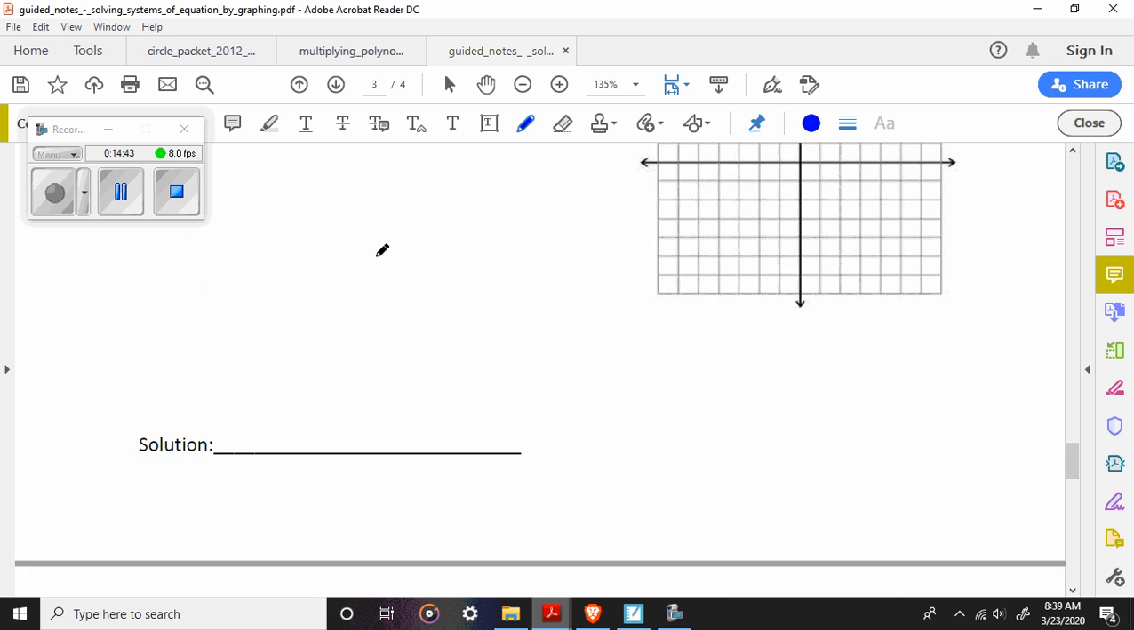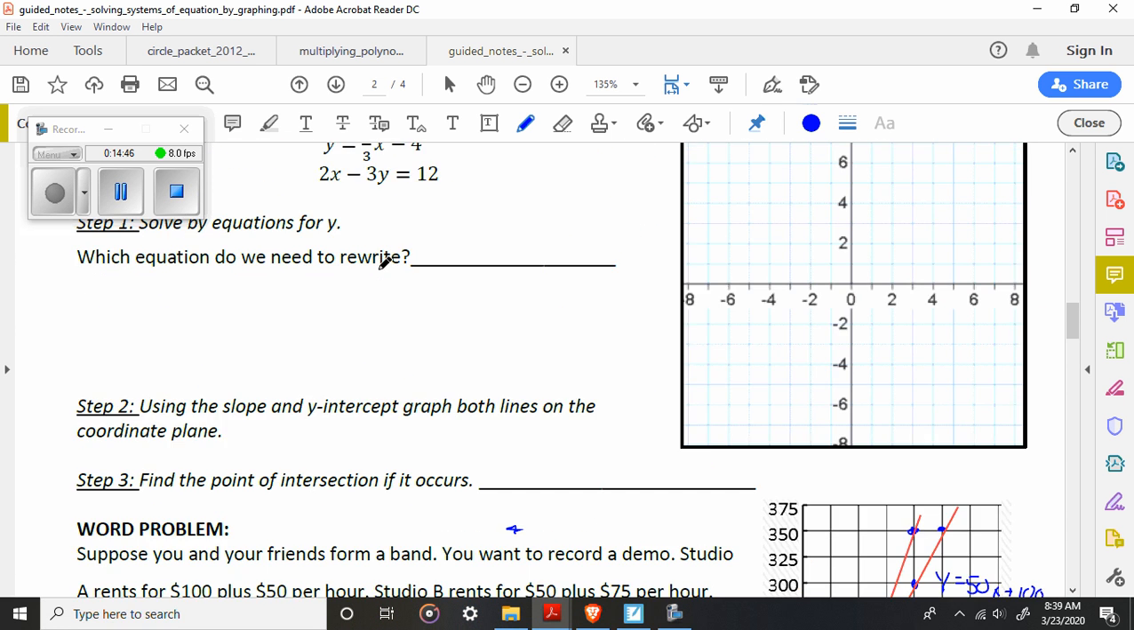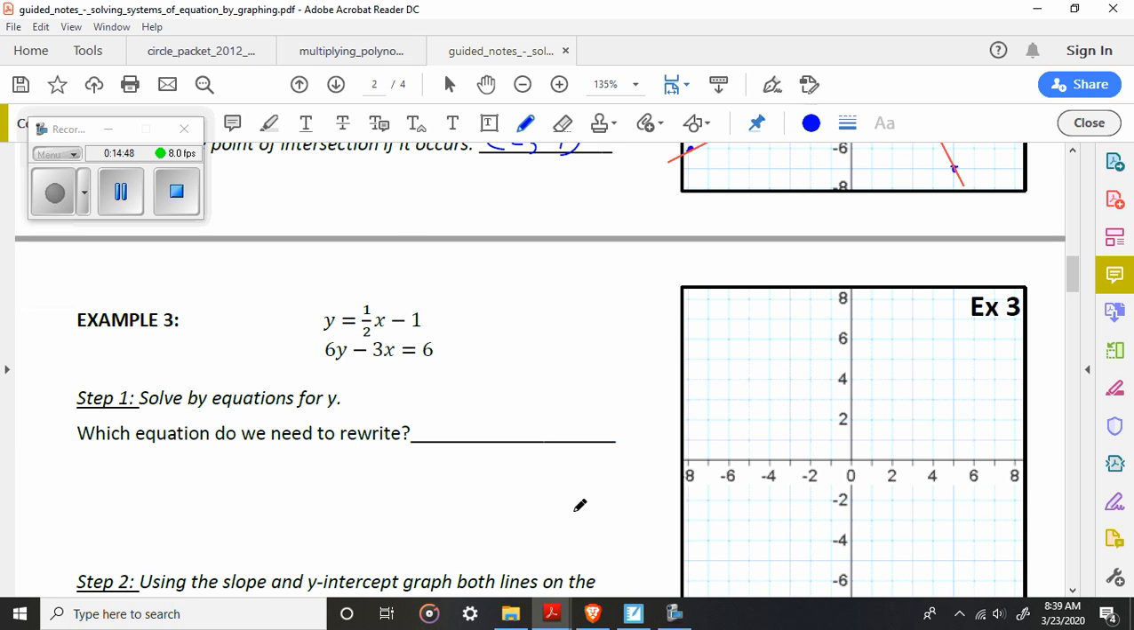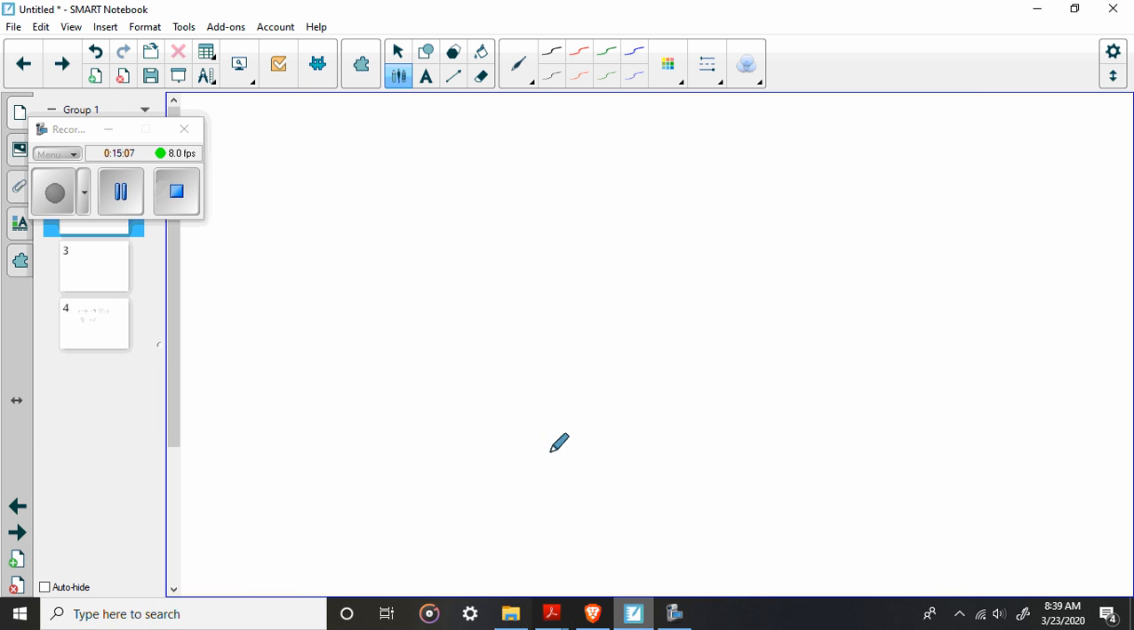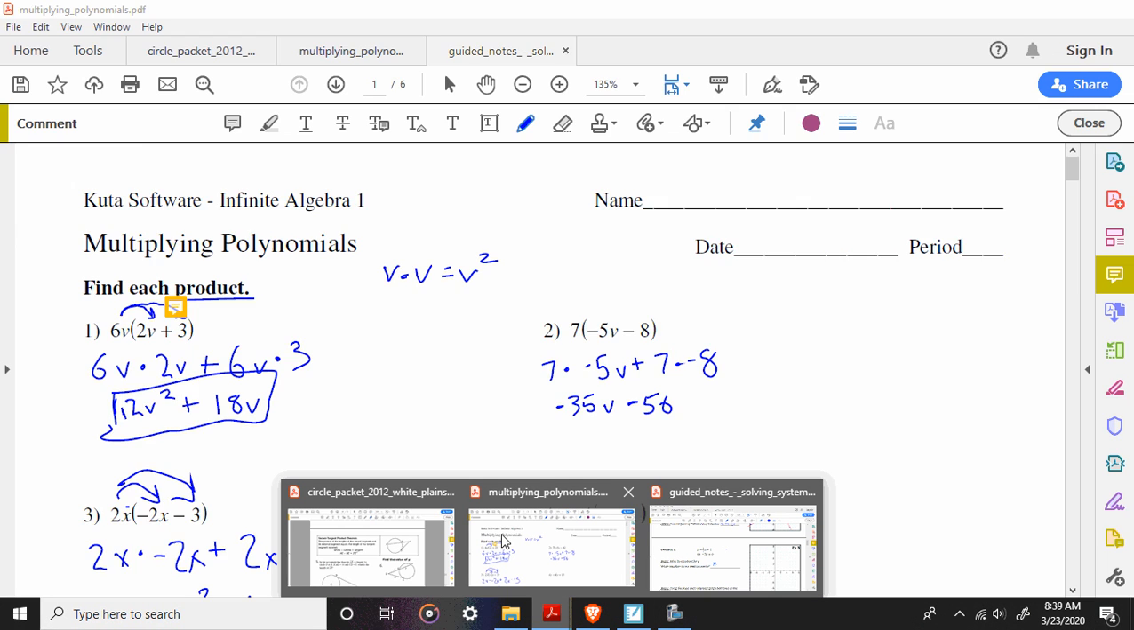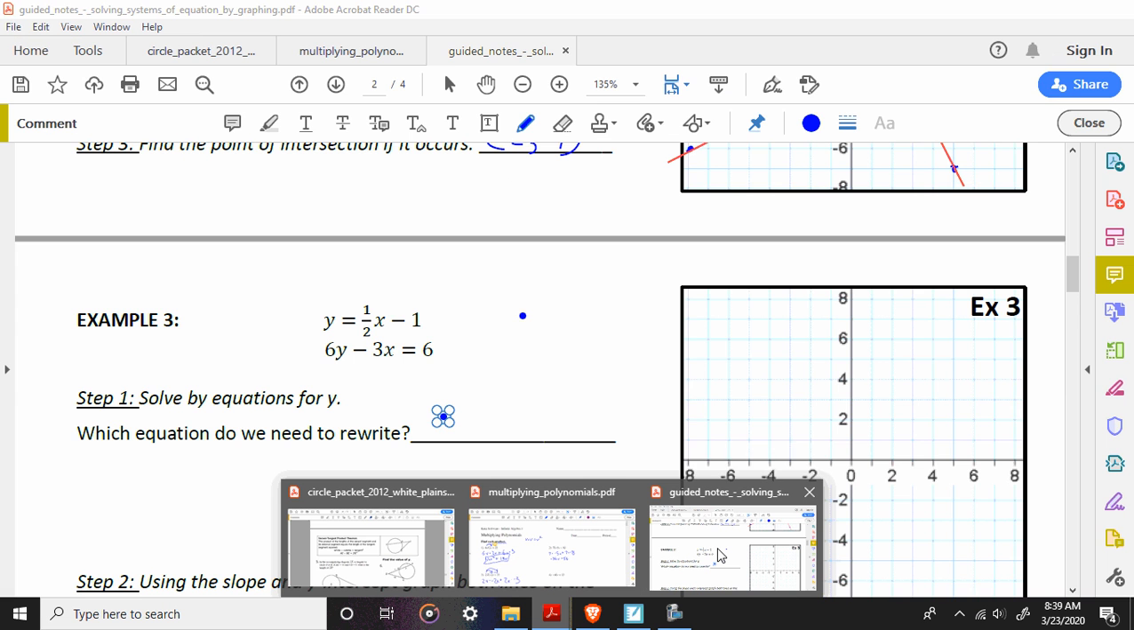So if we're taking a look at a couple of these problems on your worksheet, let's take a look at example number 3. Which equation do you want to rewrite? Well, you want to rewrite this one. I forgot, I don't know why this won't work. It's 6y minus 3x is equal to 6. I don't know why it won't let me write on this one. I have the screen open. 6y minus 3x is equal to 6.